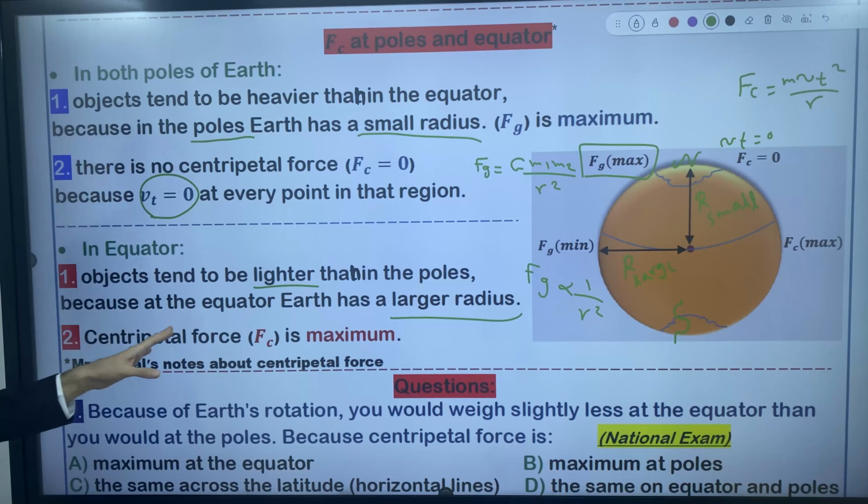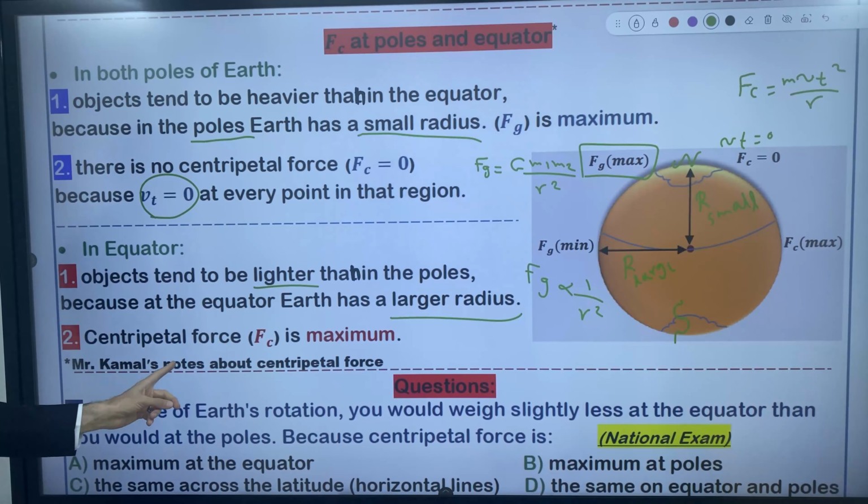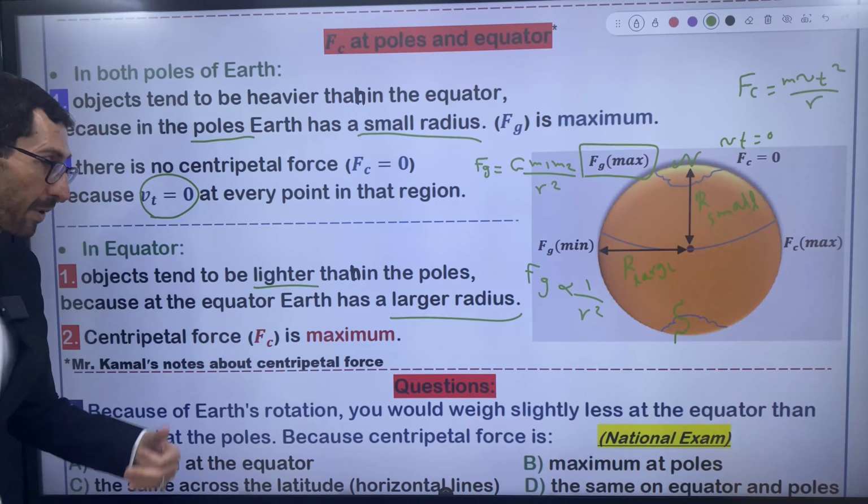Number 2, centripetal force Fc is maximum. I explained it, and I told you these are Mr. Kamal's notes about the centripetal force. I appreciate him.